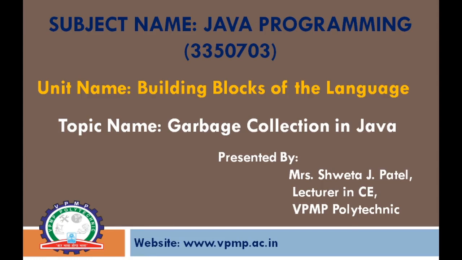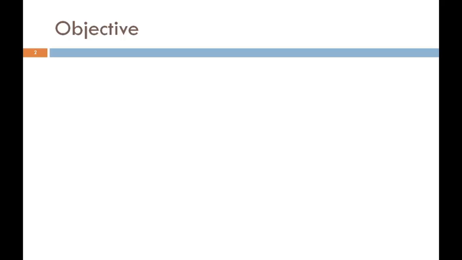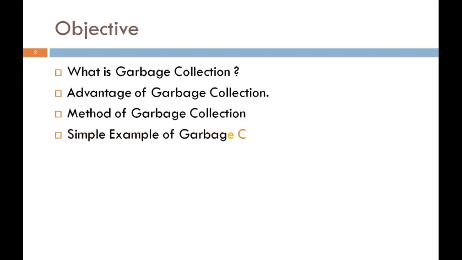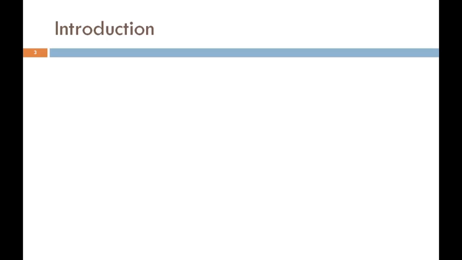Today my topic is garbage collection in Java. It is a part of Unit 2, and the unit name is building blocks of the language. Today in this session we will learn what garbage collection in Java is, what the advantages of garbage collection in Java are, the methods which are used for performing the garbage collection process in Java, and a simple example of garbage collection. Now, first we discuss garbage and garbage collection.